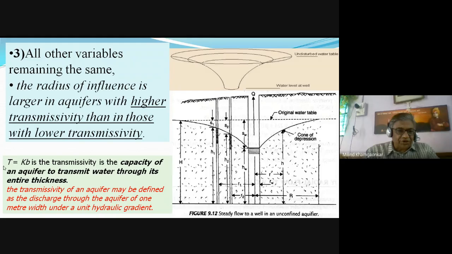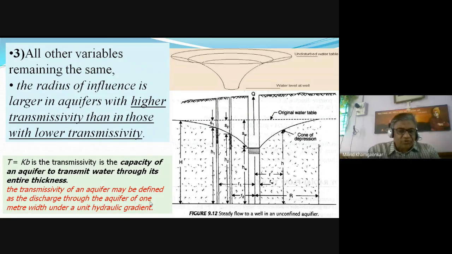T is equal to K into B, the capacity of an aquifer to transmit water through its entire thickness. Transmissivity may be defined as the discharge through the aquifer of 1 meter width under a unit hydraulic gradient.